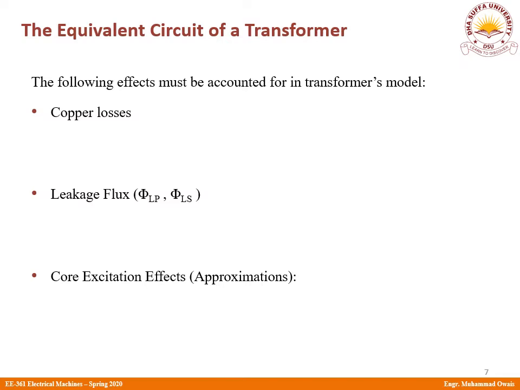Please remember that the following effects have to be accounted for whenever you are considering a transformer model. These effects are the copper losses, the leakage flux at the primary and secondary, and the core excitation effects. Let's start with the copper losses. These copper losses are the ohmic losses, I squared R losses, and these are modeled by resistors on the primary and the secondary sides, respectively, as RP and RS.